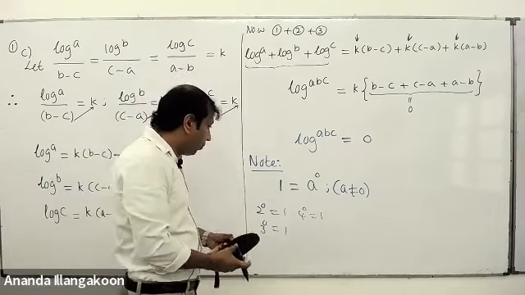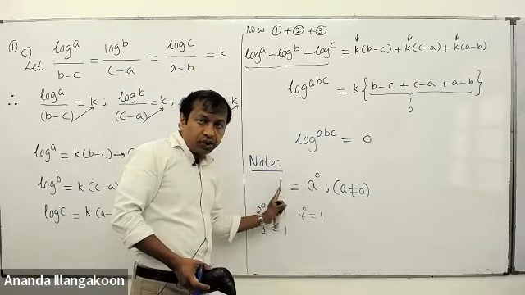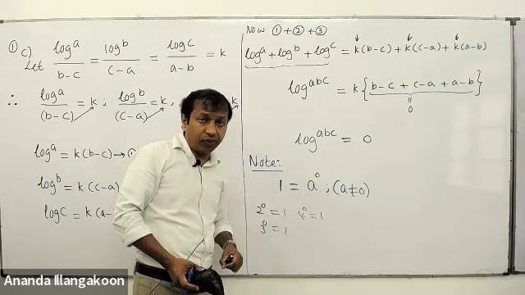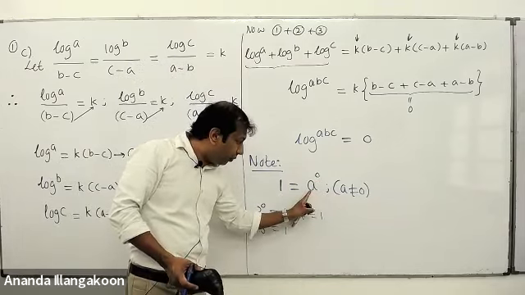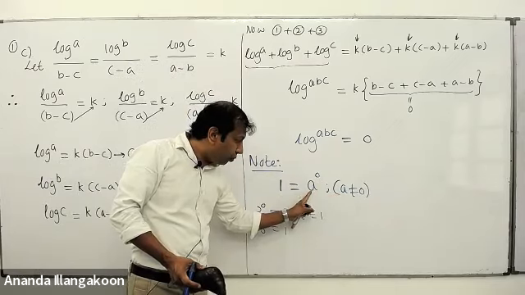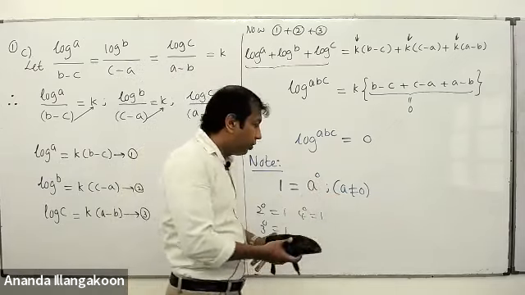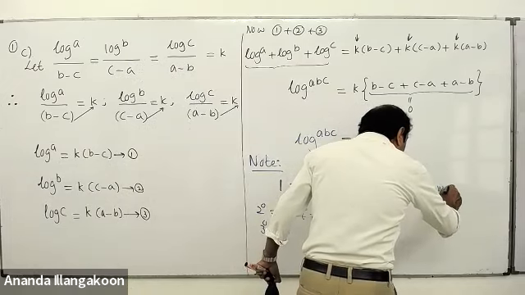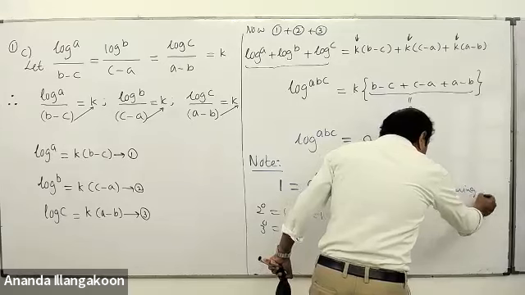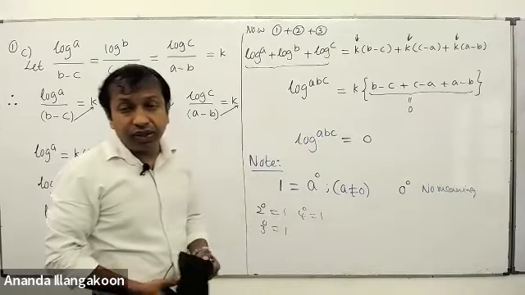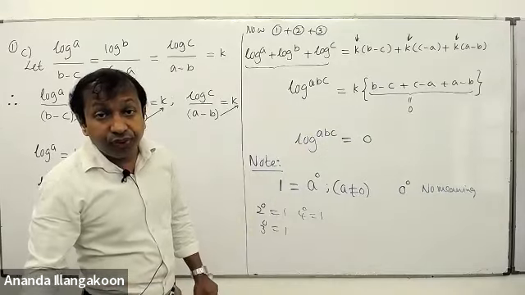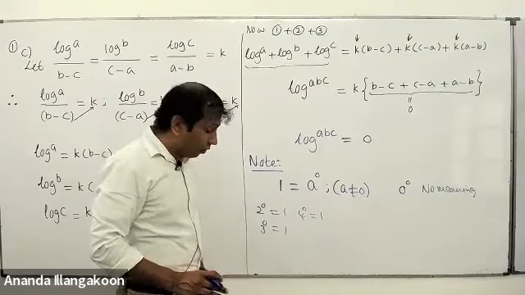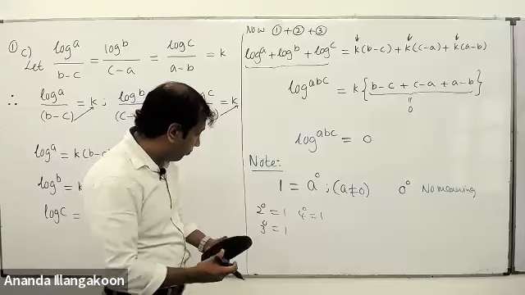Then here also, a to the power 0 equals 1, but it is important to mention this a not equal to 0. Because if a becomes 0, this becomes 0 to the power 0. 0 to the power 0 has no meaning. So therefore, you have to mention there a not equal to 0. Now this is what I am trying to tell you.